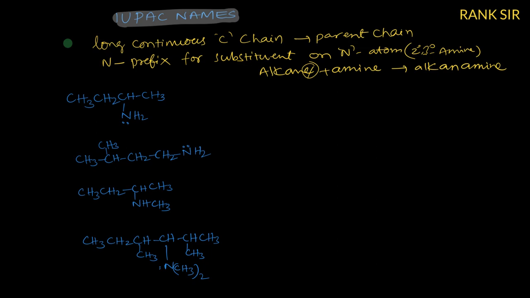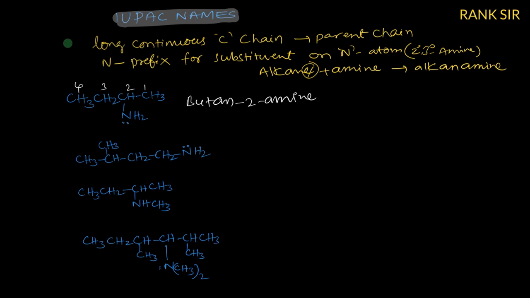Now, in the first one, numbering starts from right to left because we have to give the lowest number to the functional group or substituent. Therefore, it is called 2. Otherwise, you can write it like this also. This is the old style actually. Butane, E cancelled, 2-amine.